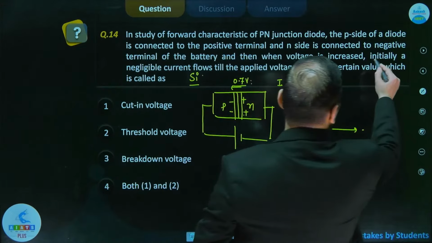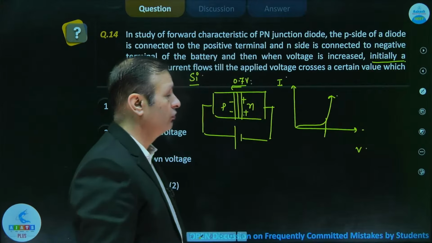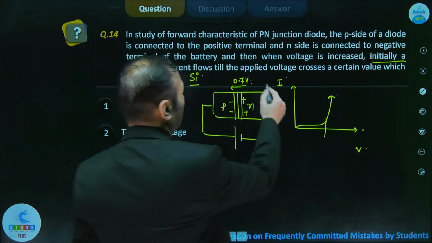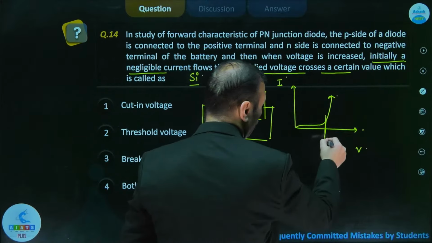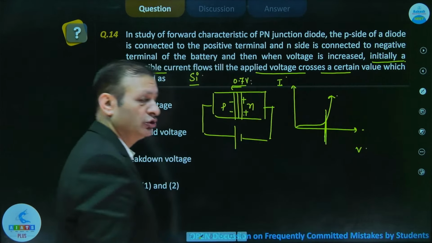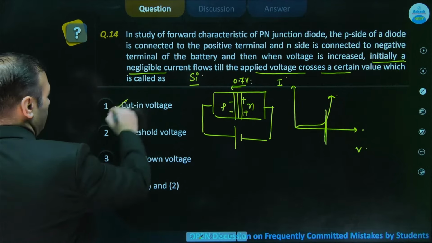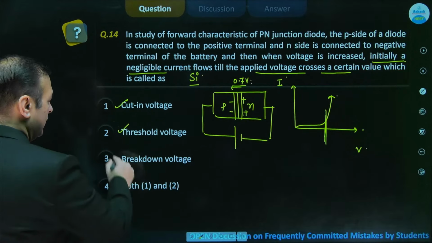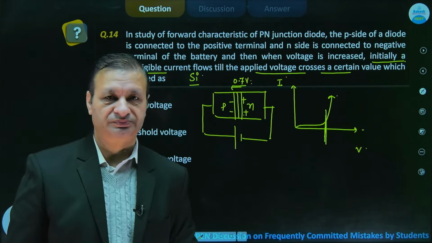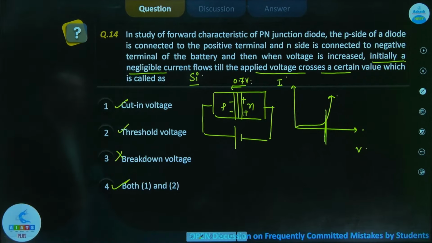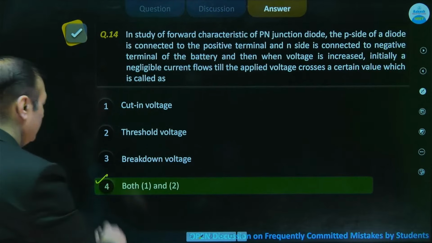So initially a negligible current flows. This is purely because of the leakage effect, so we call it leakage current. It flows till the applied voltage crosses a certain value. This is knee voltage, cut-in voltage, threshold voltage, so various names are given to this. Cut-in voltage, yes. Threshold voltage, yes. Breakdown, no. So both 1 and 2, that is the perfectly fine option we have. Yes, both 1 and 2.